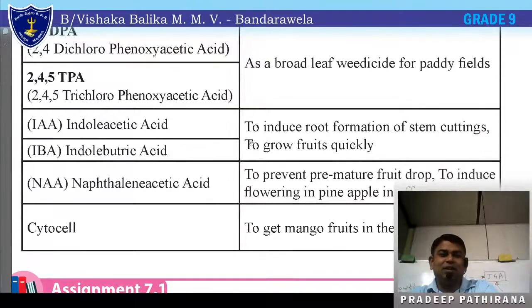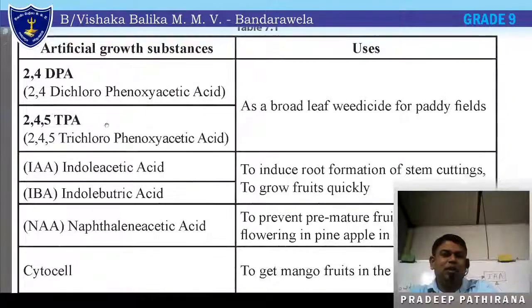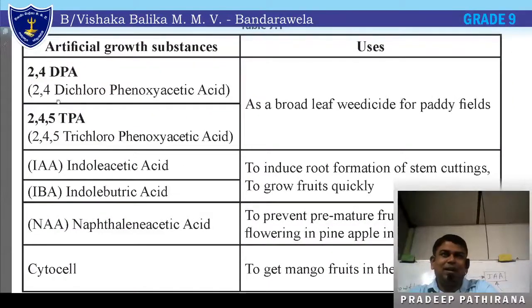It is an artificial hormone to induce root formation of stem cuttings and to grow fruits quickly. That's what I discussed. IAA, indole acetic acid, and IBA, indole butyric acid, both perform the same function. And 2,4-D and 2,4,5-T, their chemical names are 2,4-dichlorophenoxyacetic acid and 2,4,5-trichlorophenoxyacetic acid. They are organic substances.